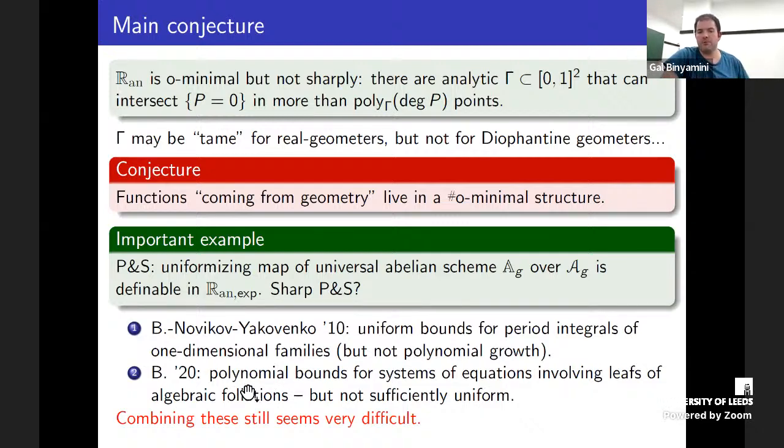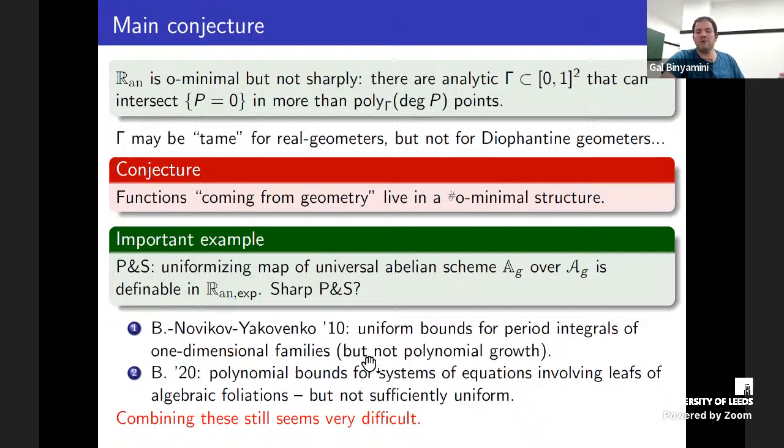So I got bounds that grow polynomial in the degrees, like we want. And it's also for systems of equations involving leaves of some more general algebraic foliations. But there, the result is not uniform. So it doesn't depend only on the degree and the format. It depends on things like the log heights of the coefficients and the distance to some degeneracy locus. So it's also not good enough to hope to get this sharp o-minimality.